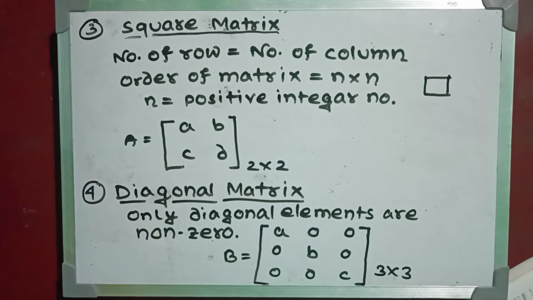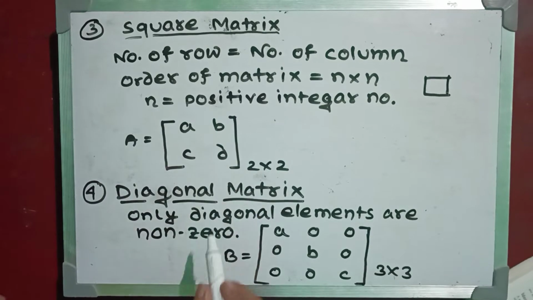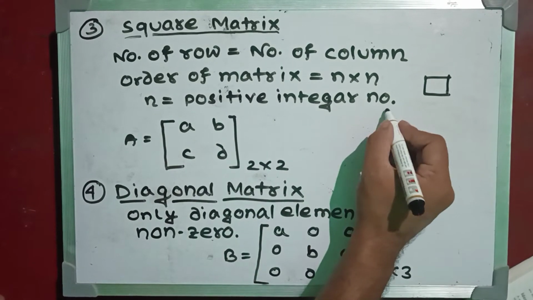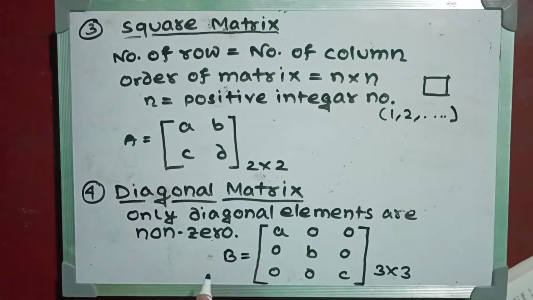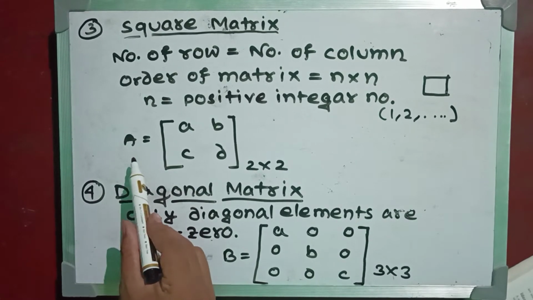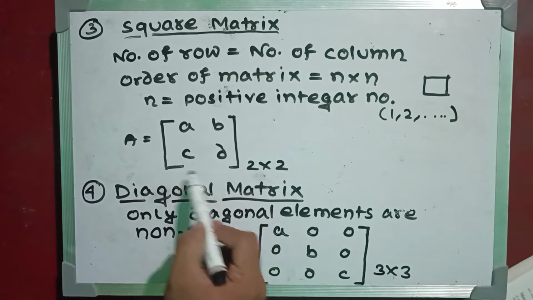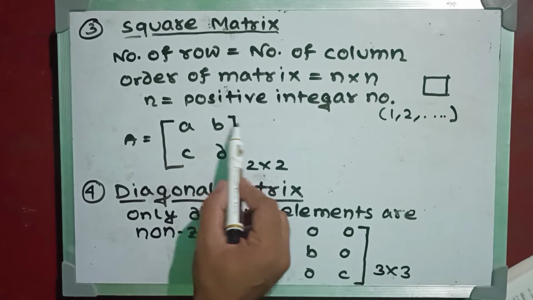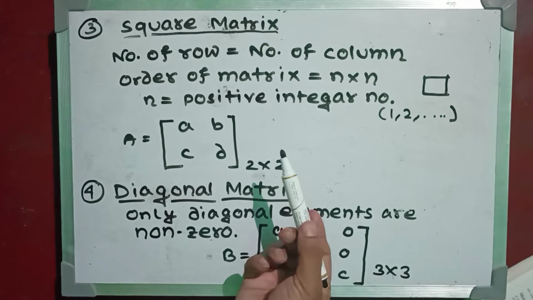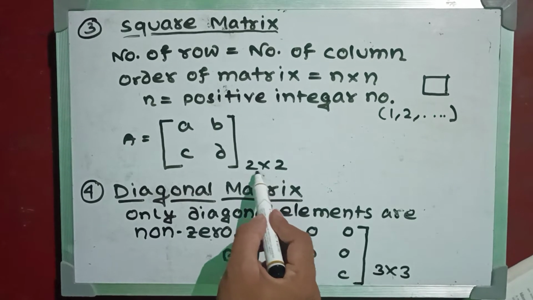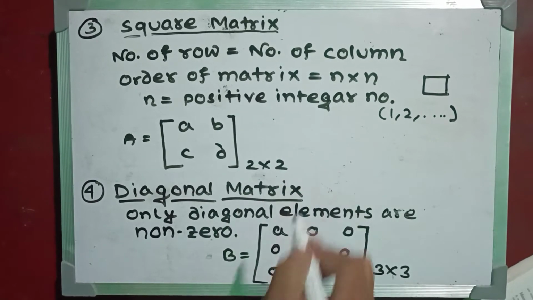So here the order of the matrix will be n cross n, and n means a positive integer number which may be 1, 2, 3 or anything. So I have taken a matrix here, A is equal to a, b, c, d, and there are 2 rows, 2 columns. So it's a square matrix of second order, and the order of the matrix is 2 cross 2.